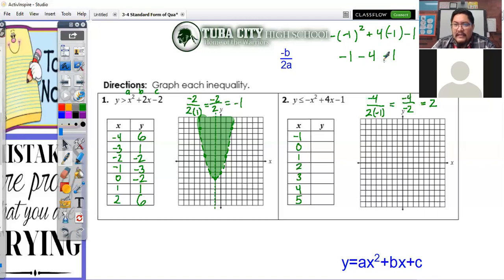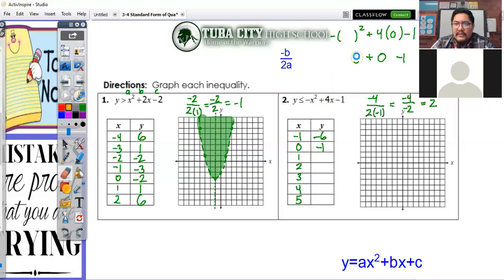So I got a lot of negative numbers. Since they're all negative, I'm just going to add them, like just combine them at once. So negative 1 is going to be negative 2, and negative 4, so that's going to be negative 6. All right, next number. So again, I'm going to just reuse this space here. I'm going to put in 0. And 0 squared is 0. 4 times 0 is going to be 0, and that's going to leave me with just negative 1.